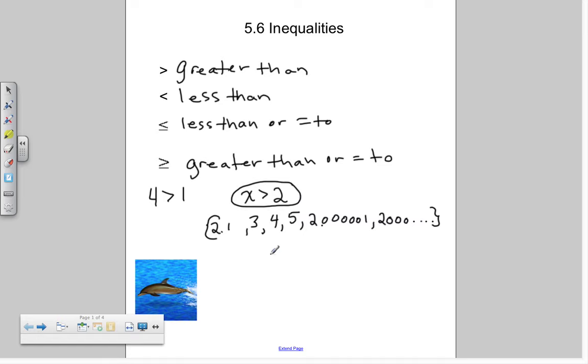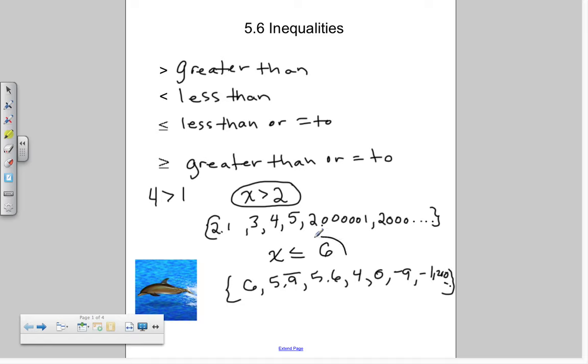Okay, well, what if I said x is less than or equal to 6? Well, what would my list be? Well, if x can be less than or equal to 6, that means it could be 6. It could be 5.9 repeating. It could be 5.6. It could be 4. It could be 0. It could be -9. It could be -1,200. In fact, there are infinite solutions for both of these. So again, I write it using algebra. On the next page, I'm going to show you how we draw it.